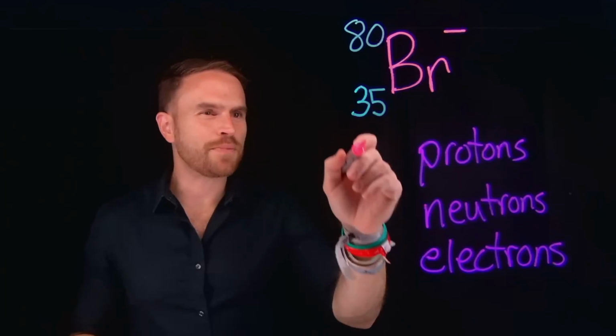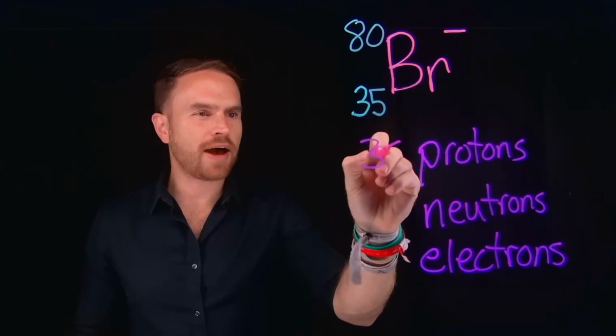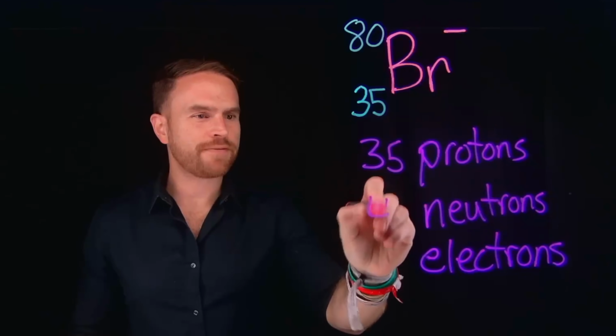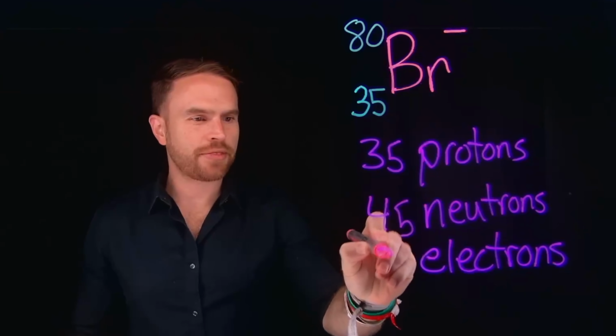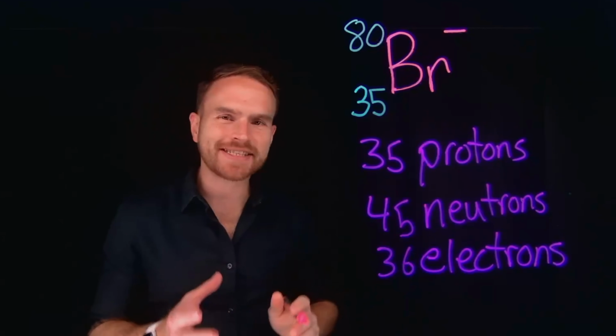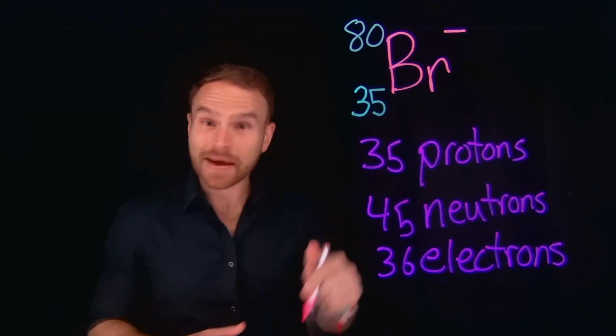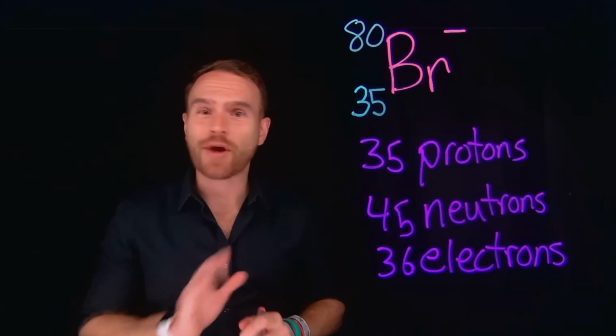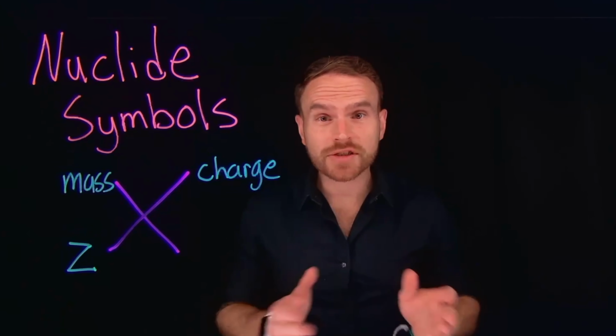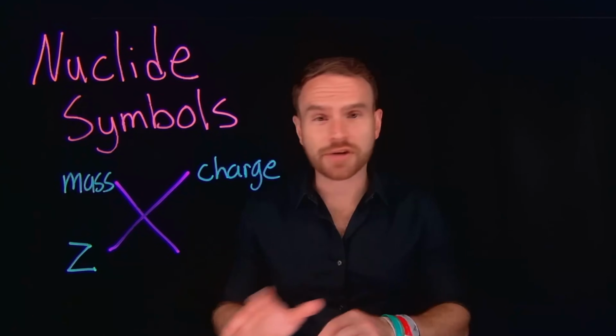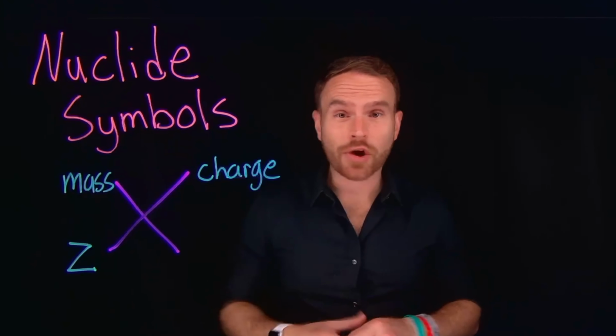When I see this symbol, I know that there are 35 protons, 45 neutrons, and 36 electrons. And I can tell that just from looking at this symbol. And by the end of this video, you'll be able to do the same for any atom or ion. You see, protons, neutrons, and electrons are the foundation for any element. And nuclide symbols are how you keep track of them.